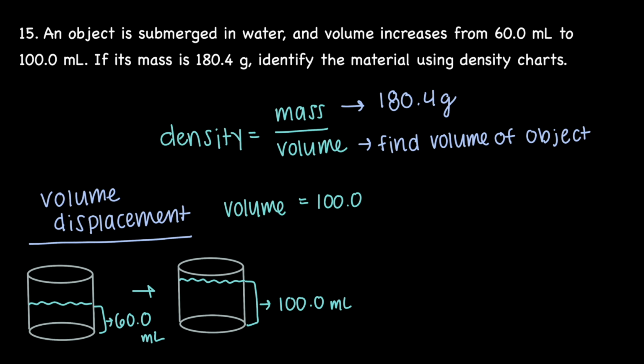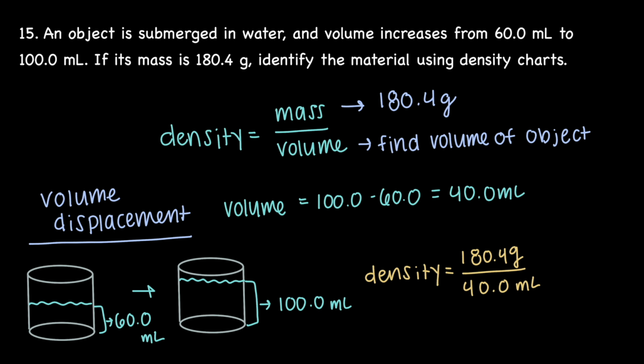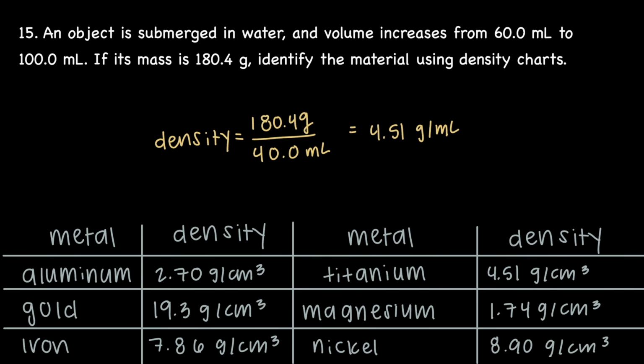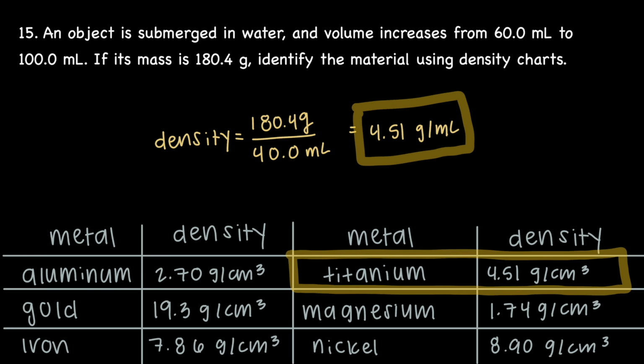The displaced volume is 100.0 minus 60.0 milliliters, which equals 40.0 milliliters. Dividing 180.4 grams by 40.0 milliliters gives a density of 4.51 grams per milliliter. According to common density charts, a density around 4.51 grams per milliliter is consistent with titanium.